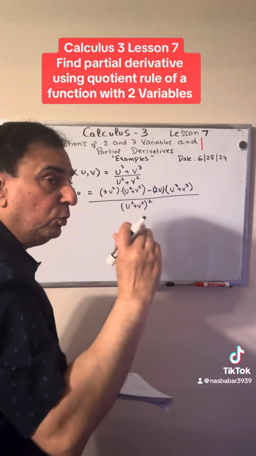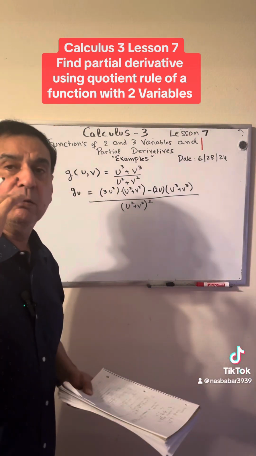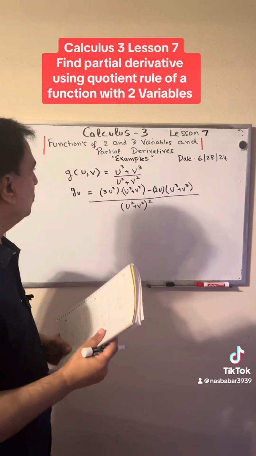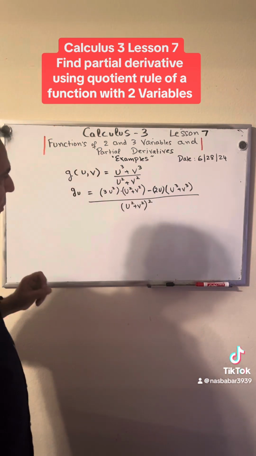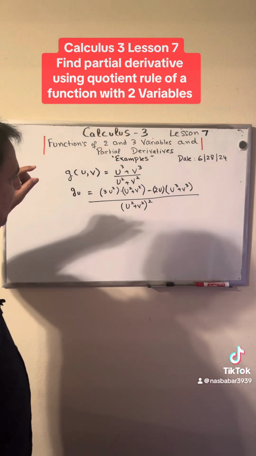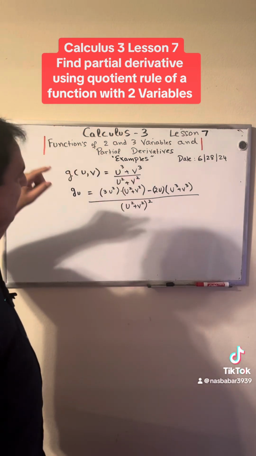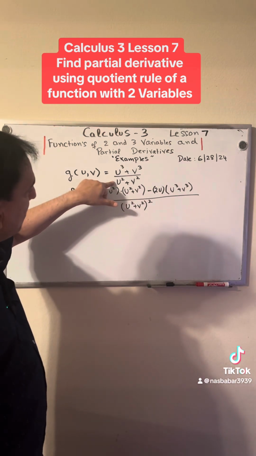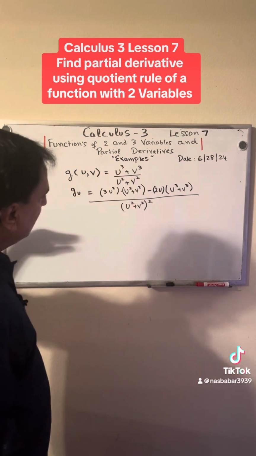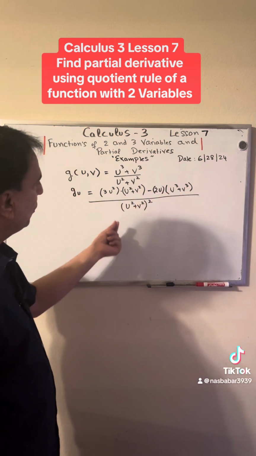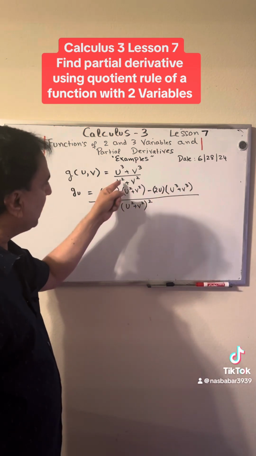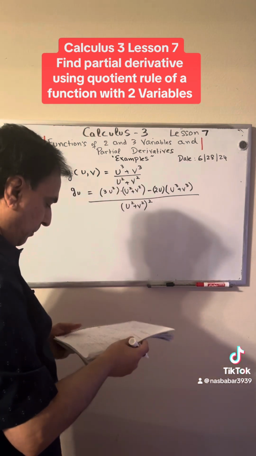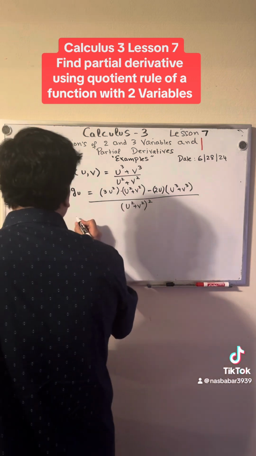So that's the rule, quotient rule. If you need to revise, please go back and check some of my lessons in calculus 2. In quotient rule, you take the derivative of the top first multiplied by the bottom, minus the derivative of the bottom multiplied by the top, and the whole enchilada is over the denominator squared, which in this case is this right here.